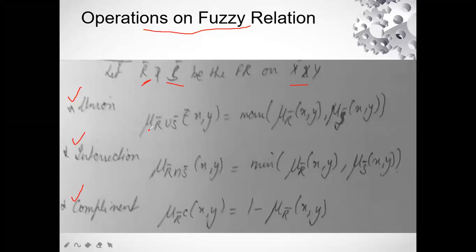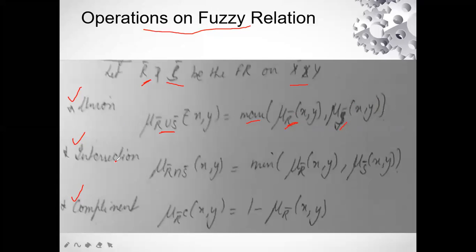That is the Cartesian product. Now, for union, you are going to say mu R bar union S bar (x, y). Just make sure that mu and R bar union S bar is in subscript while x comma y is in normal state. It is equal to the maximum, because in union we take the maximum: maximum of mu R (x, y), mu S (x, y). That is the formula for union.